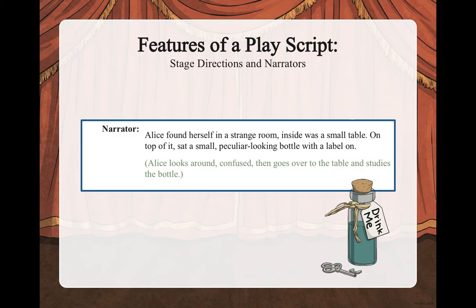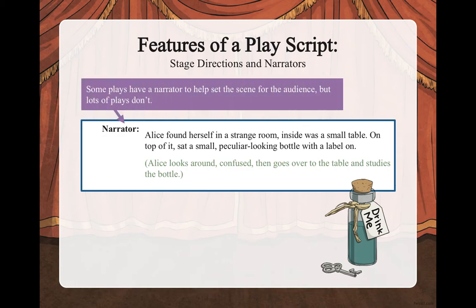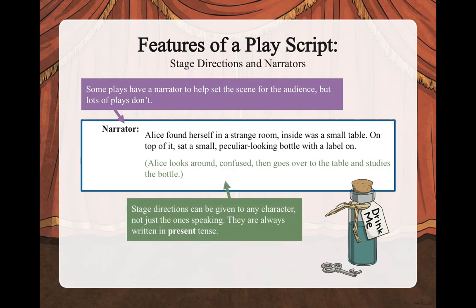Right, and then there are stage directions and narrators. So a narrator is like the storyteller, but they're not actors. So let's have a look at that. Some plays have a narrator to help set the scene for the audience, but lots of plays don't. So the narrator's going to set the scene, so they prepare the audience for what's going to happen without giving away any clues about the play in particular. Okay, so you can see there once again, their stage directions can be given to any character, not just the one speaking. They are always written in present tense.